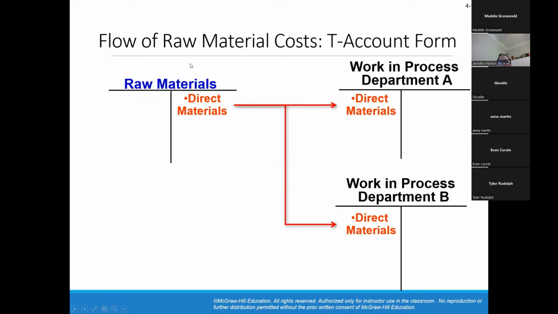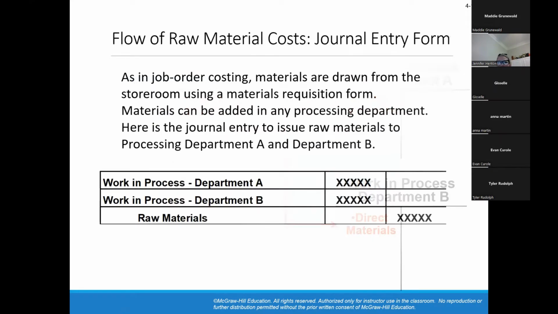So what's happening here is they're showing you, okay, I'm taking some materials out of the storeroom. Well, how do I reduce that balance? I have to do a credit. So I'm doing a credit to materials and I'm moving it into my work in process. So instead of having a job number for the work in process, now I have departments. So I'm going to be pulling materials out, and I have some stuff going into department A and some stuff going into department B.